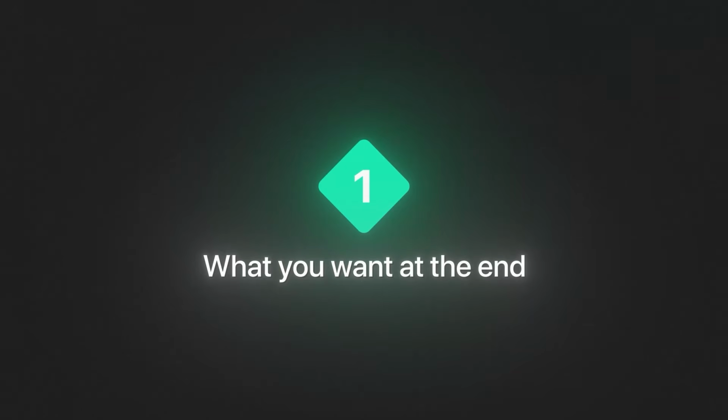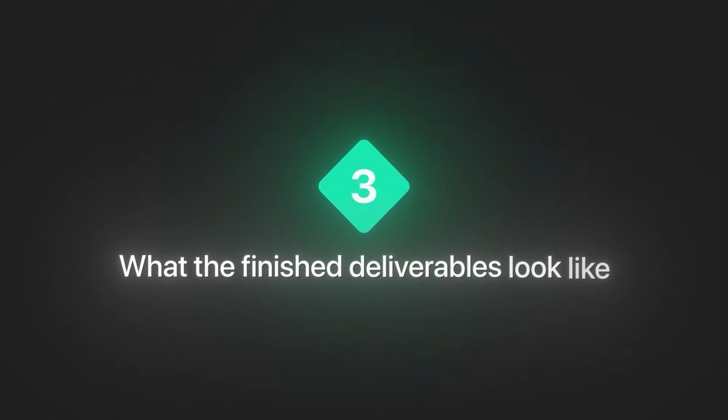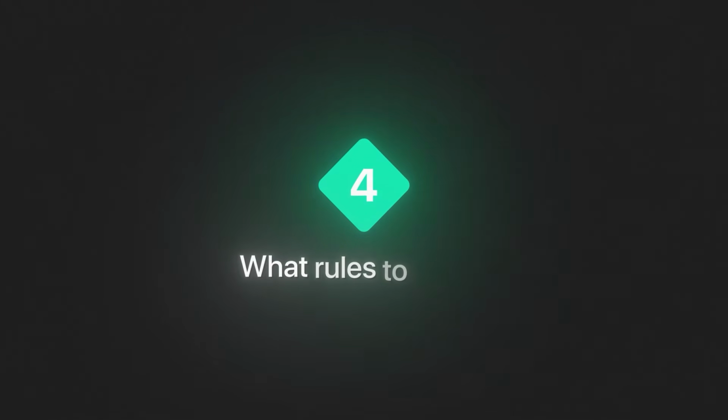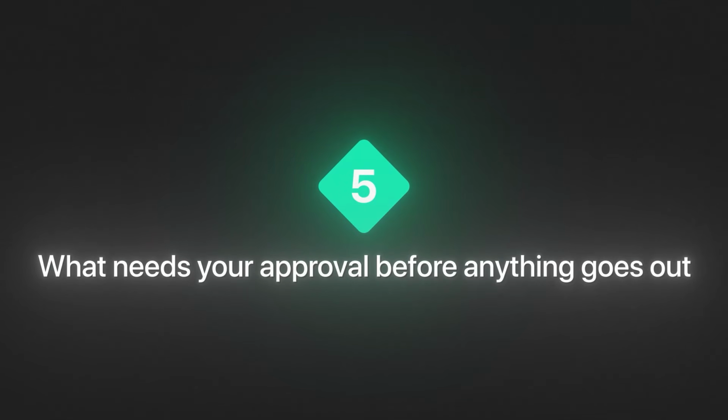First, what you want at the end. Second, which data to use. Third, what the finished deliverable looks like. Fourth, what rules to follow. And fifth, what needs your approval before anything goes out. That's it. And the more specific you are, the better the output. And that's true for a junior analyst as well as for Cowork.